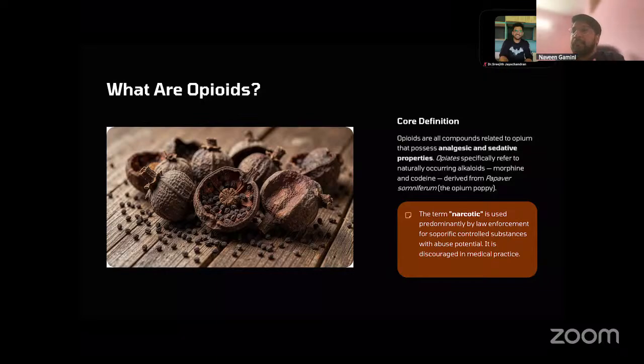Apart from that, the term narcotic is used predominantly by law enforcement for the controlled substance abuse, which has abuse potential. So we should not be using the word narcotic in terms of medical practice.